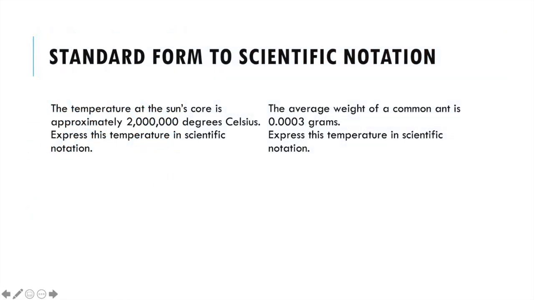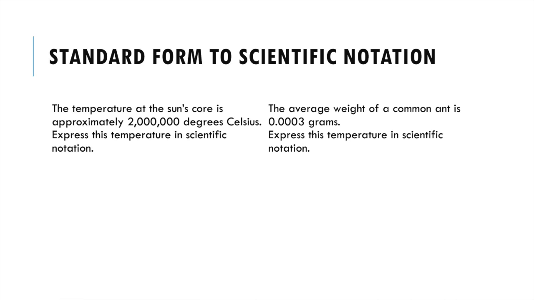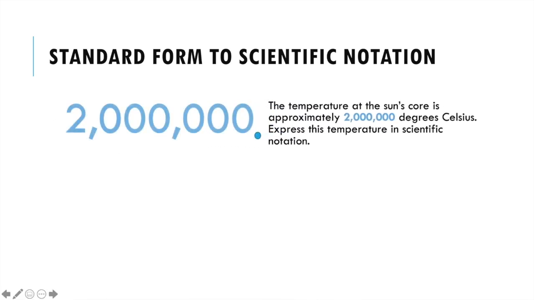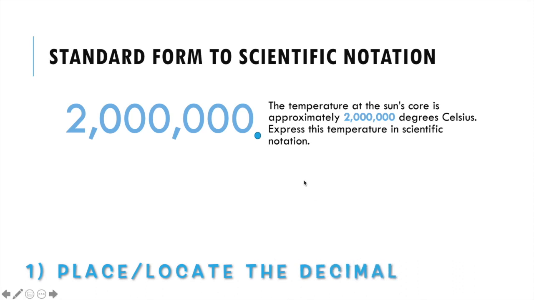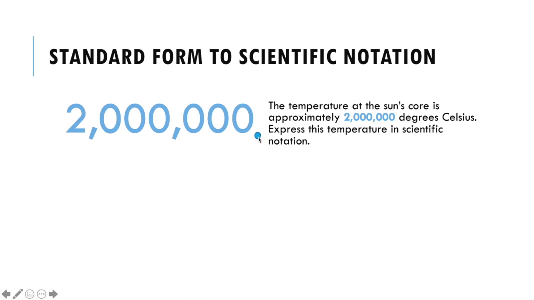Here are two examples, and let's just look at the first example. It says the temperature at the sun's core is approximately 2 million degrees Celsius. Express this temperature in scientific notation. My first step is to place a decimal, and you can see it right here. Place a decimal on the number if there is no decimal currently visible. And when you have a whole number, the decimal always goes at the end.